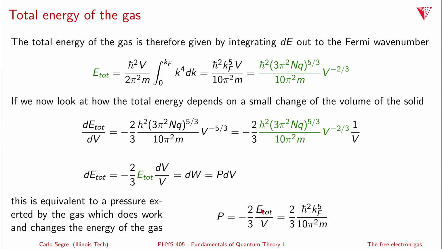If we now substitute E total again with all these values up here, we get 2/3 times h bar squared times k sub F to the fifth over 10 pi squared m. If we rewrite this in terms of the density, we get that this is 3 pi squared to the 2/3 power, h bar squared over 5m, times the density to the 5/3 power.